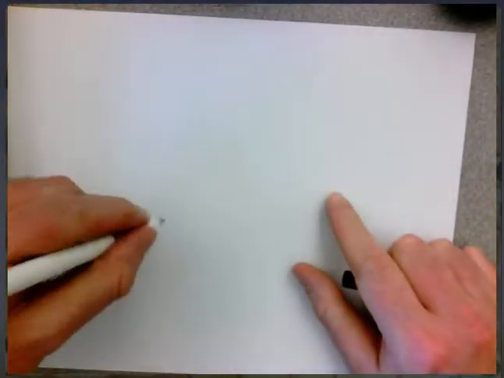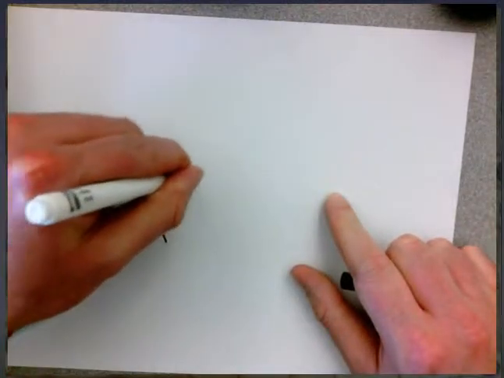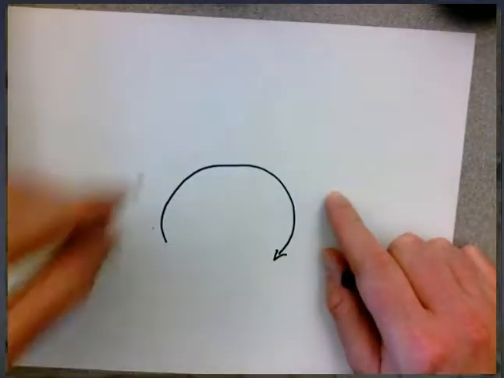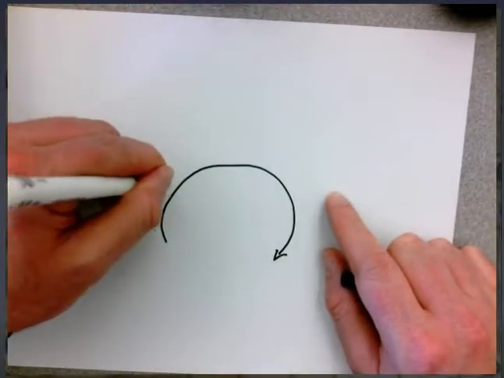So let's take a look at the cell cycle. The cell cycle, we're going to make a little circle. It's going to look something like this. It's going to go just like this right here. And the first stage of the cell cycle is called interphase. So this is called interphase.